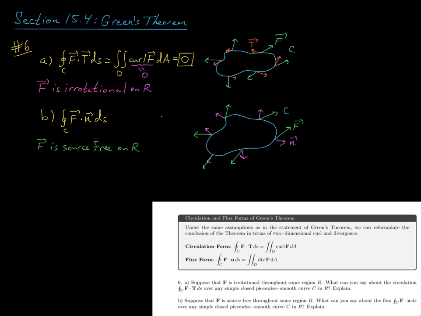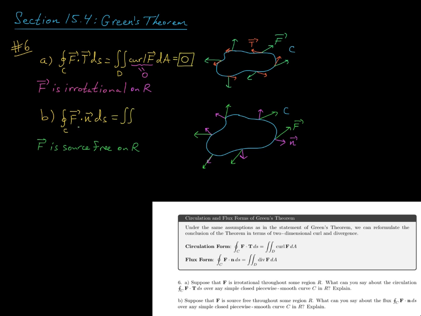All right, now part B is pretty similar. It says, suppose F is source-free throughout some region R. What can you say about the flux of your vector field over any simple closed piecewise smooth curve C in the region R? Okay, so pretty similar setup here, except now we're just measuring flux across this curve C.